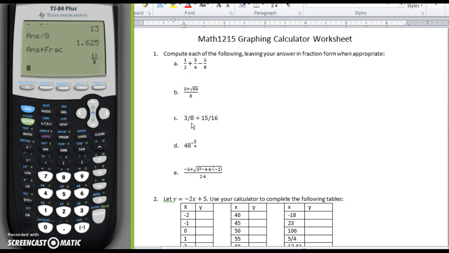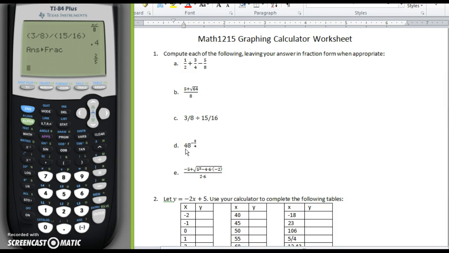In this next one, to get the order of operations to be correct here, I'm going to use parentheses around each fraction. So we'll have a parenthesis, and then 3 divided by 8, close the parenthesis, divided by another set of parentheses, 15 divided by 16. And then if we hit enter, we'll get that answer. Again, that's a decimal, so to get the fraction, we hit math, enter, enter. So 2/5 would be our answer for part C.